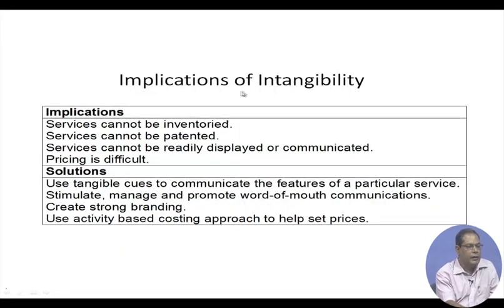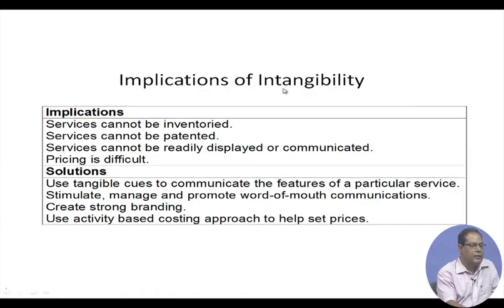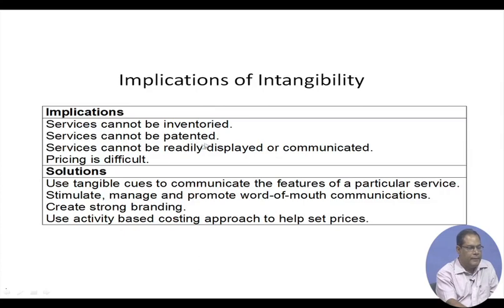So what are the implications of these characteristics of services? Like implication of intangibility. The services cannot be inventoried. That means they cannot be stocked at some place in order to be delivered later. Services cannot be patented. Services cannot be readily displayed or communicated, and the pricing of the services is difficult.